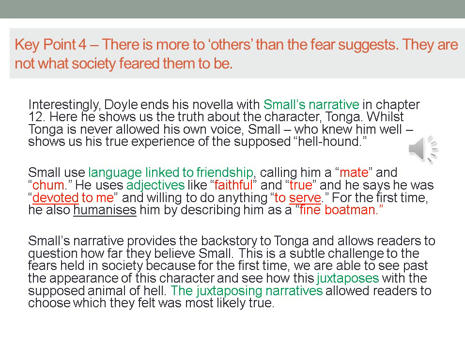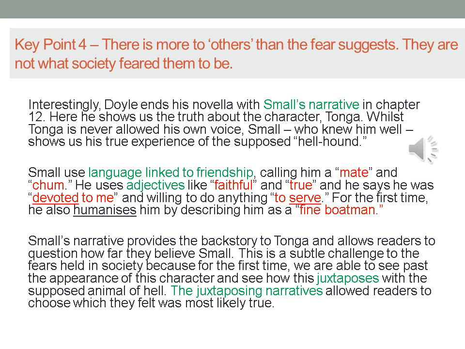Now, one of the reasons Doyle might have done this is to actually challenge readers to see how leading with or judging people based on first impression is actually wrong. He's maybe subtly saying that there's a lot more to people than we believe, that our fears are ungoverned and unfounded, but it's definitely not accidental. So it's important for you to consider why at the end we actually feel sympathy for Tonga.